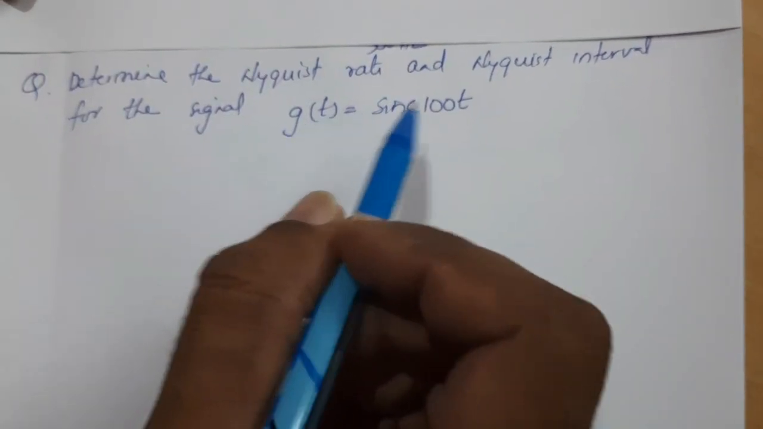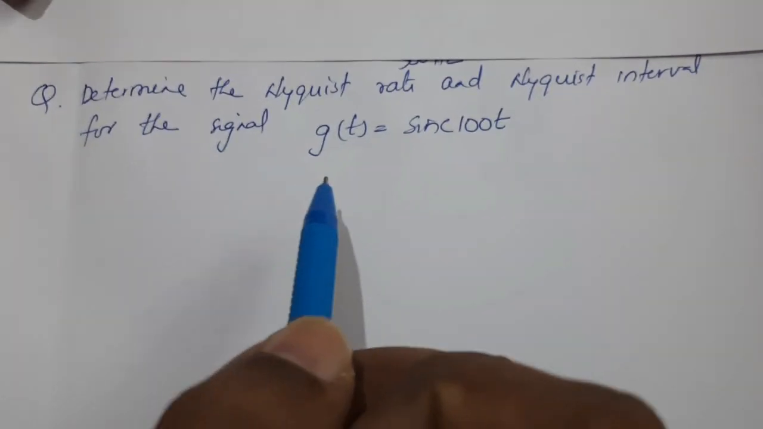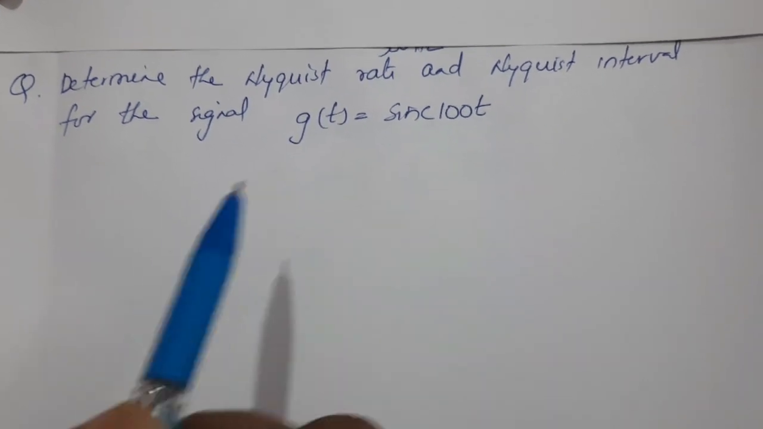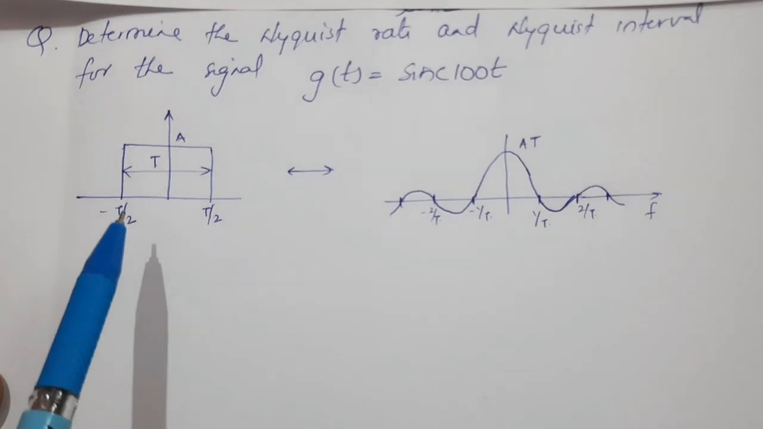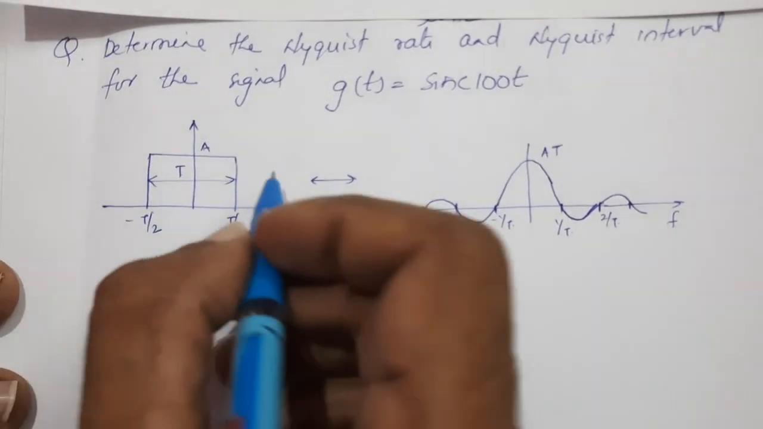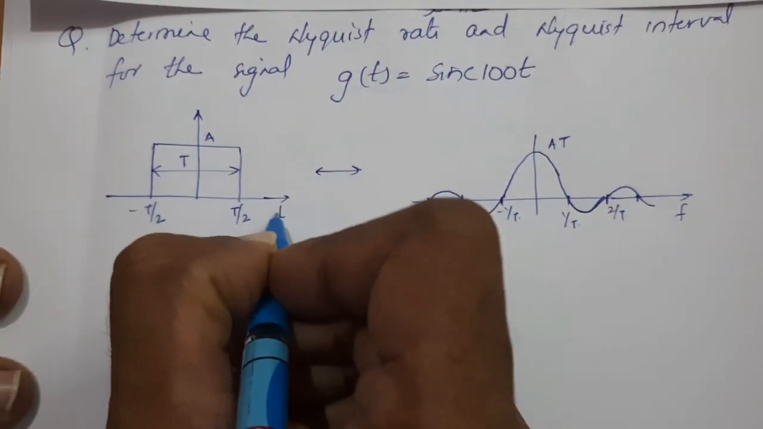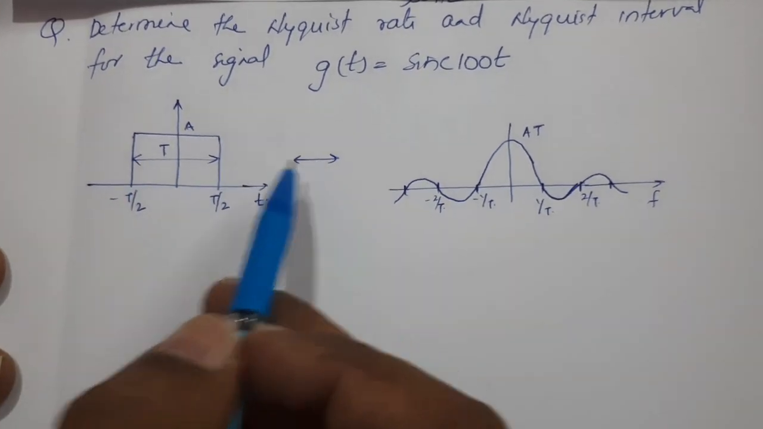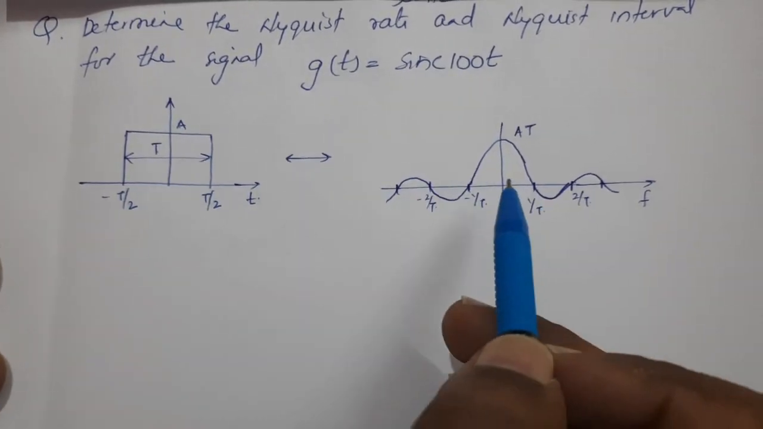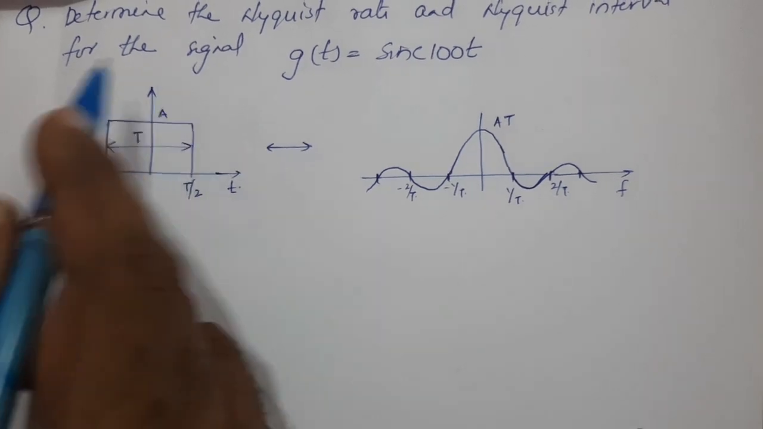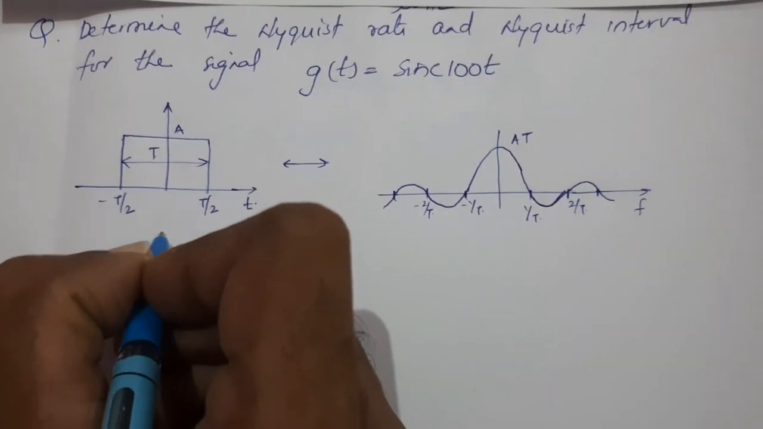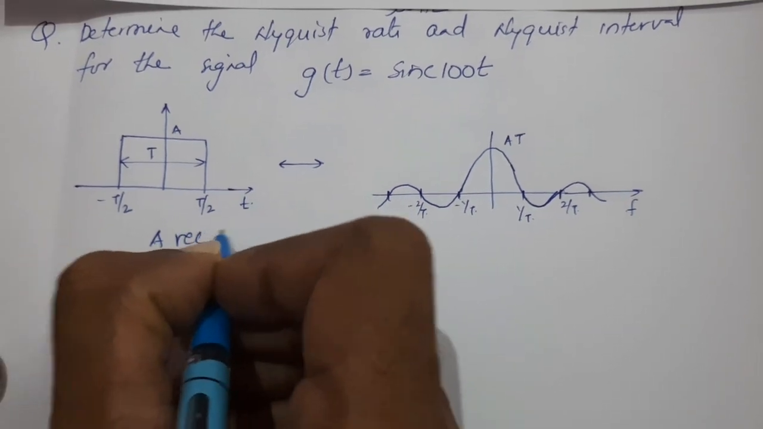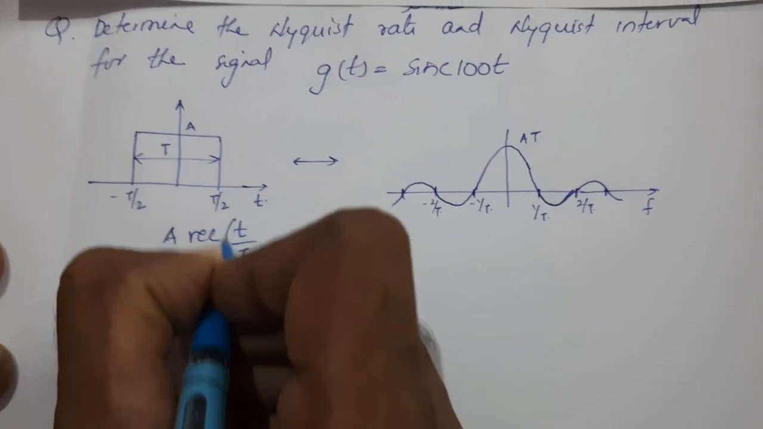Determine the Nyquist rate and Nyquist interval for the signal g(t) equal to sinc 100t. For doing this problem, we need to know the Fourier transform of a rectangular function. So consider a rectangular function in the time domain. If you take the Fourier transform of this rectangular function, you will get a sinc function. So how will you represent this rectangular function? It is written as A rect(t by T).